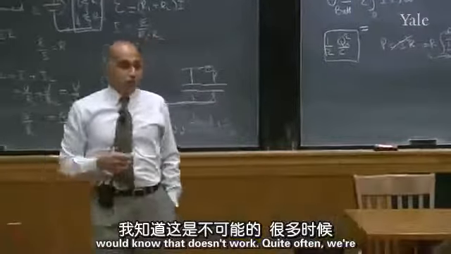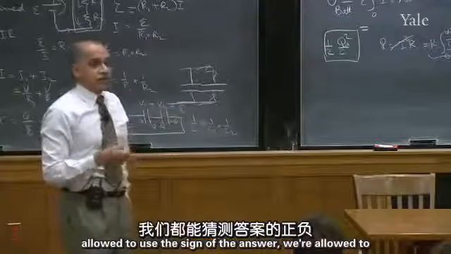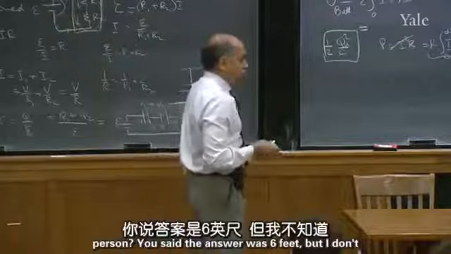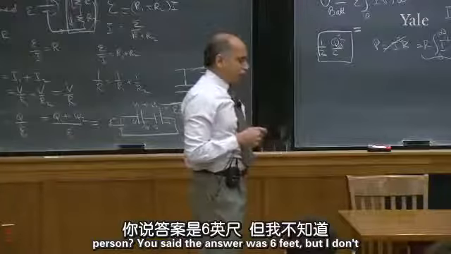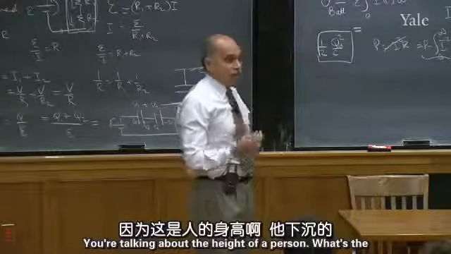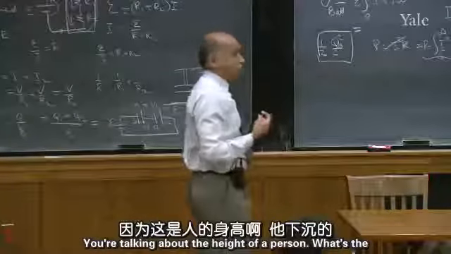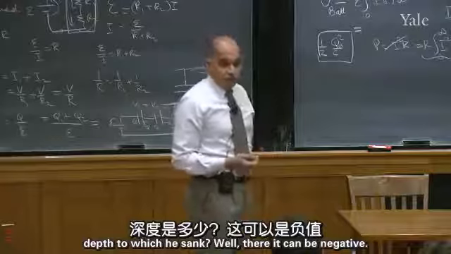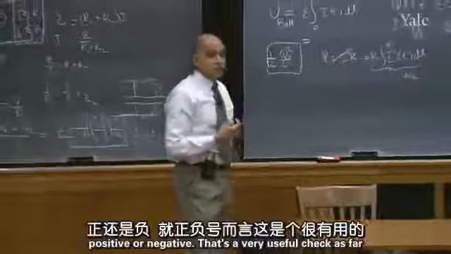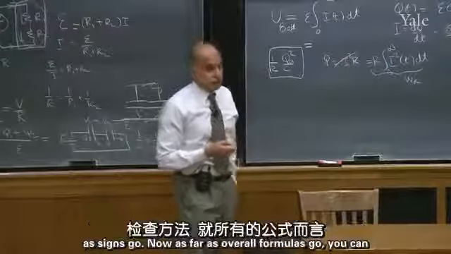So quite often, we are allowed to use the sign of the answer. We are allowed to guess the sign. For example, what's the height of a person? You said the answer was 6 feet, but I don't know if it's plus or minus. Well, you should know it's plus. Okay, you're talking about the height of a person. What's the depth to which he sank? Well, there it can be negative. So you should know by context whether the answer is positive or negative. That's a very useful check as far as signs go.